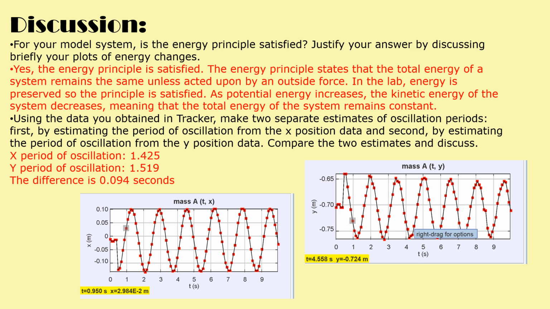And then using the data that we obtained in Tracker, we're making two separate estimates of the oscillation periods. So I have the two graphs from Tracker, and then we have the x period of oscillation, which is 1.425, and the y period of oscillation, 1.519, and the difference is 0.094 seconds.